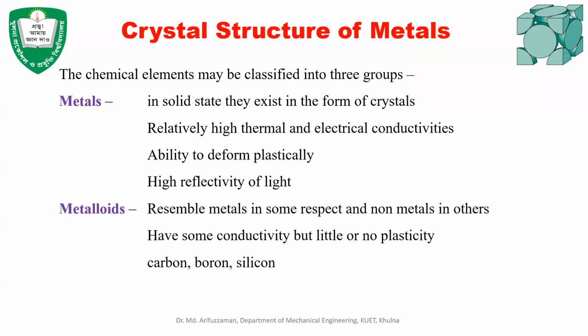And second one is the metalloid, which resembles metal in some respects, but in other respects it's not metal. They have some conductivity, but very little or no plasticity. The examples can be like carbon, bronze, silicon, etc. And finally, non-metals: the remaining elements are non-metals. That means all the chemical elements have been classified here.